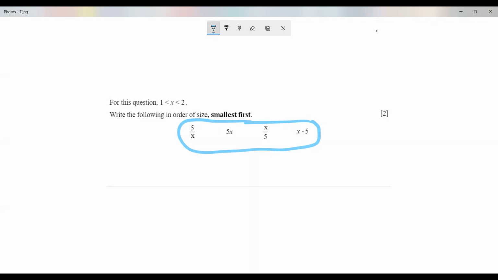X, take a look at here. X is between 1 and 2, right? So you just assume X to be a number between 1 and 2, right? For example, 1.5 or 1.6, it doesn't matter. Just don't choose 1 or 2. That would be wrong, right? Because they're not included within this range. So 1.5 is enough. So if you choose X to be 1.5, then use your calculator to find the answer for these numbers.